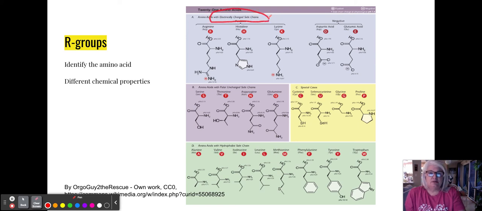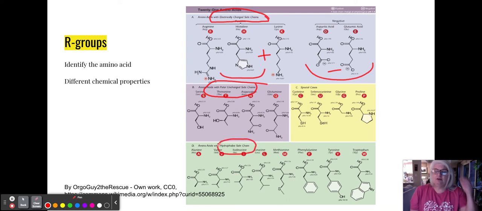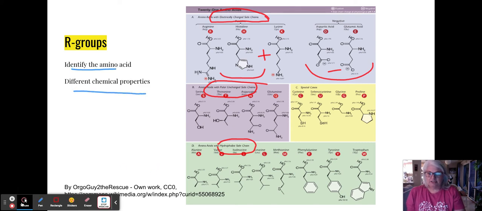So if you look at this group up here, they are charged. So like these 3 right here are all positive. These 2 have a negative charge overall. Here we have some polar but uncharged side chains. And down here we have hydrophobic. If you remember from lipids, hydrophobic means it doesn't want to be around water. So all of those different chemical properties create different chemical interactions within a protein. Okay, so the R groups identify which amino acid it is, and they have different chemical properties.